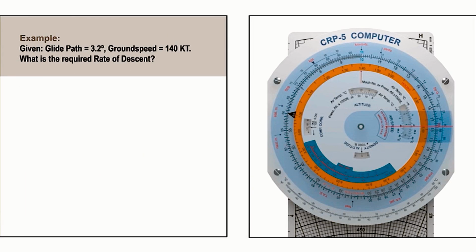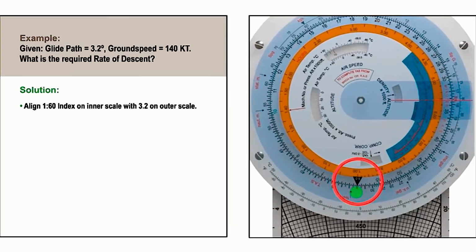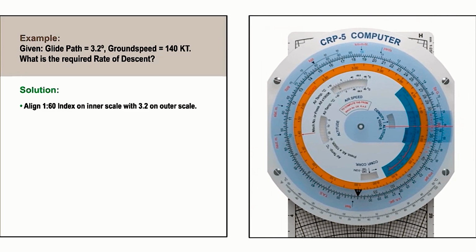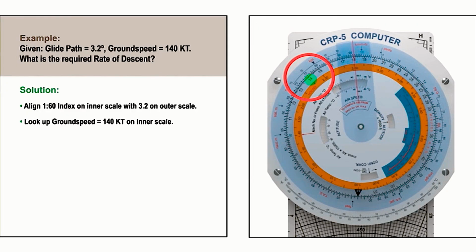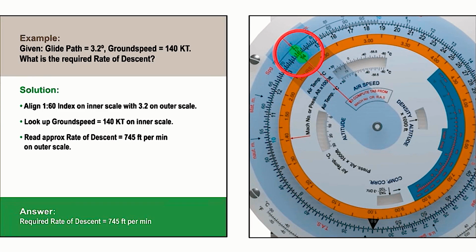We can work out the rate of descent required to fly a 3.2 degree glide path at 140 knots by first aligning the 1 in 60 index black triangle on the inner scale with the glide path angle of 3.2 on the outer scale. Then we look up the ground speed, 140 knots, on the inner scale and read off the approximate rate of descent, 745 feet per minute, on the outer scale.